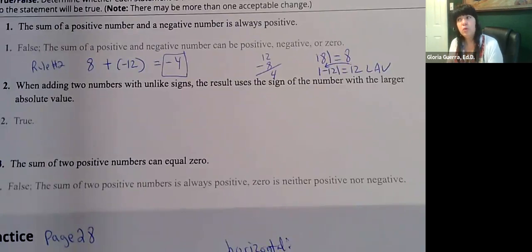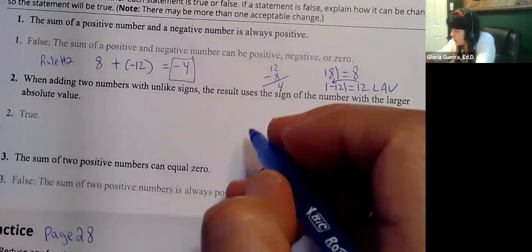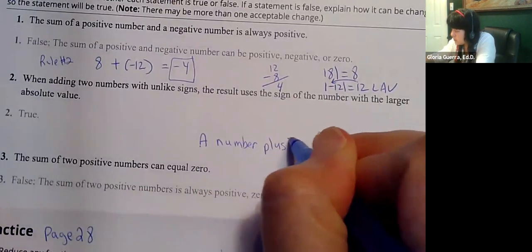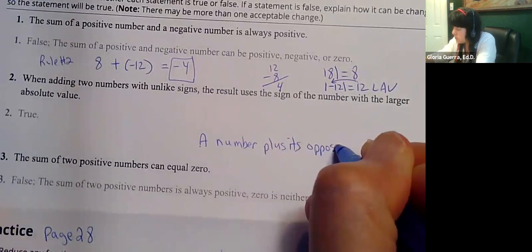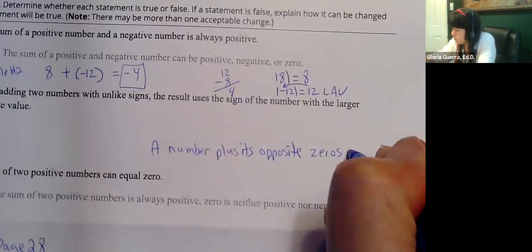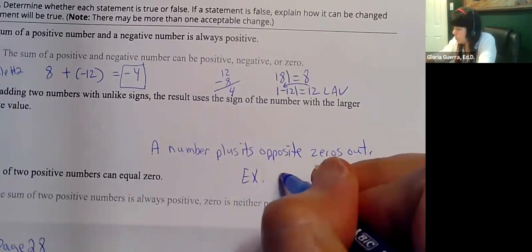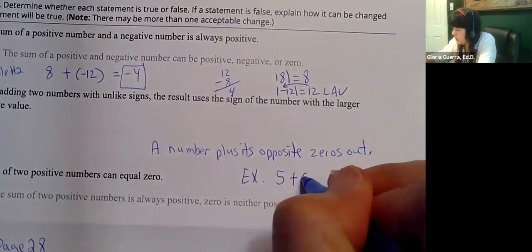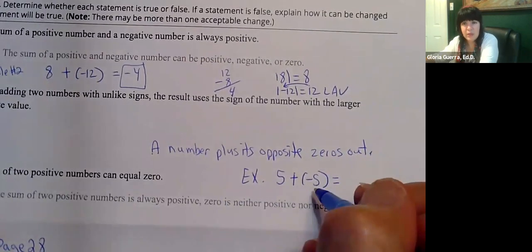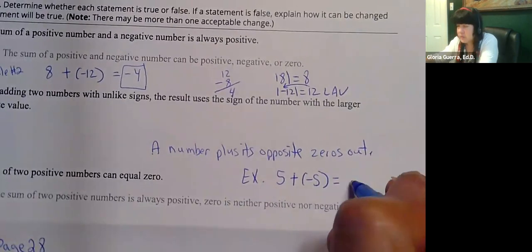Yeah, and really the only way you can get zero is if you have a number plus its opposite. If I rewrite this, a number plus its opposite zeros out. So like if I have 5 plus its opposite, -5, that zeros out. A number and its opposite, 5 plus a -5, that zeros out.